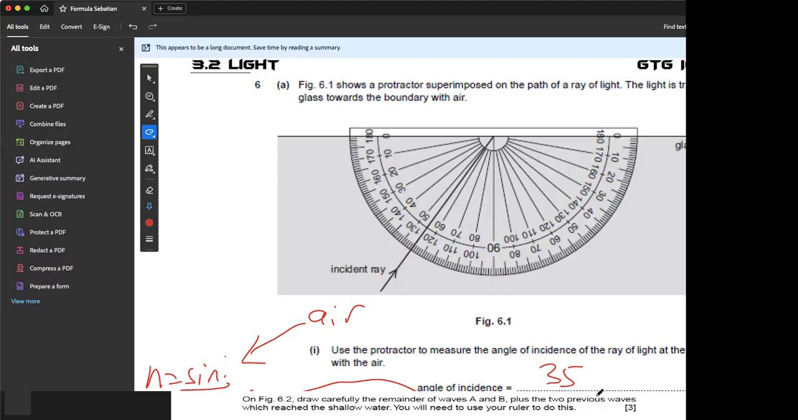How much is the angle of refraction? You tell me. I don't want those numbers. Give me the refraction angle. How much? Just stare at the question only. Today, don't bring both dots. 80.